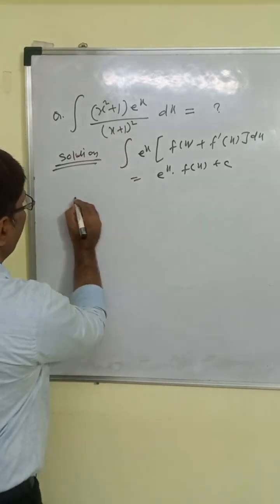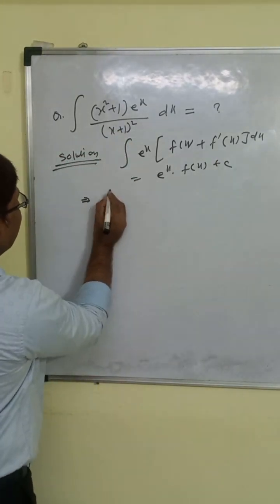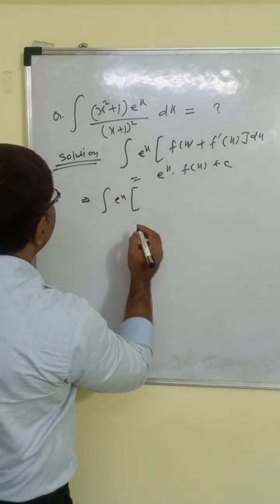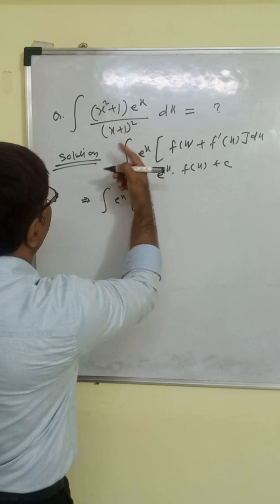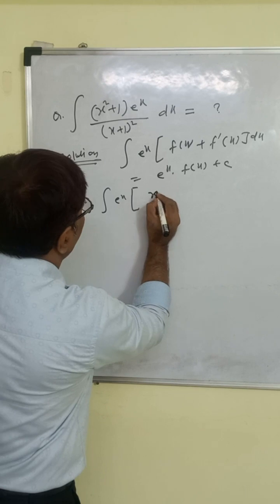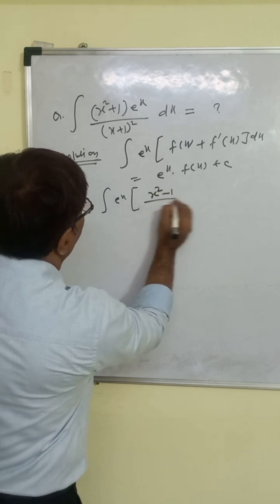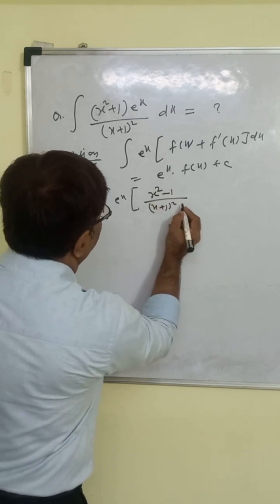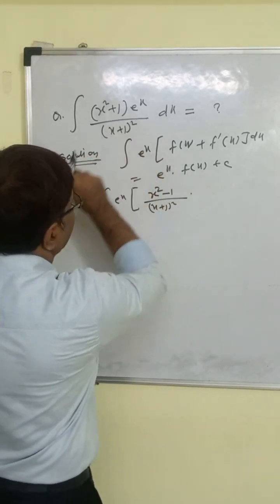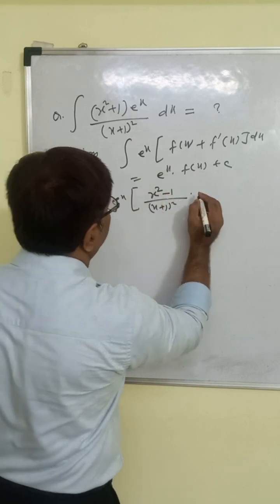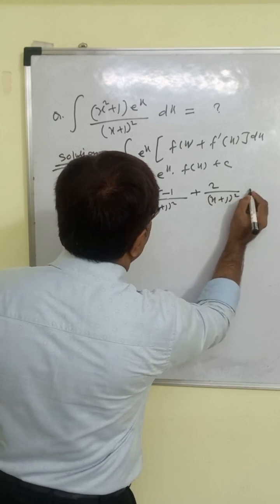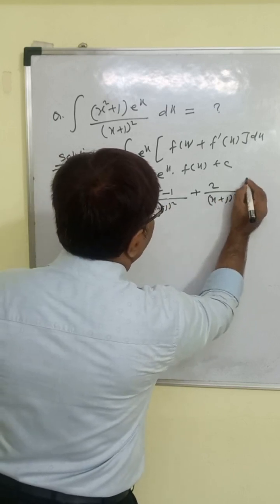So here our question is what? That is integration. Take e^x common and just arrange the terms. So x squared plus 1 upon x plus 1 whole square, we can write as x squared minus 1 upon x plus 1 whole square, plus 1. Here we have written minus 1, so we add 1 also. So we get 2 upon x plus 1 whole square dx.